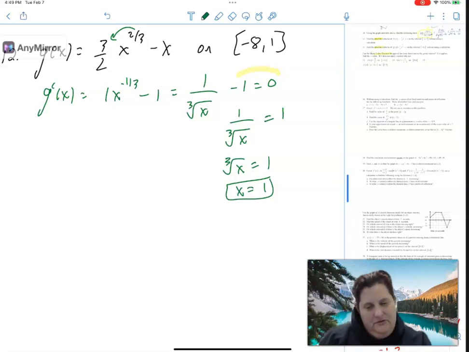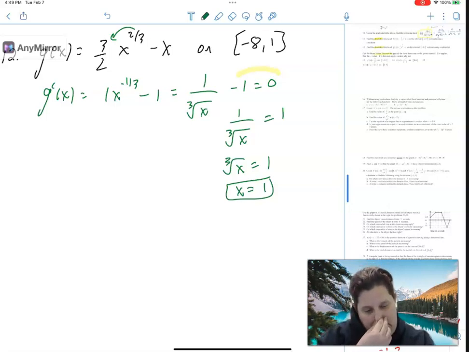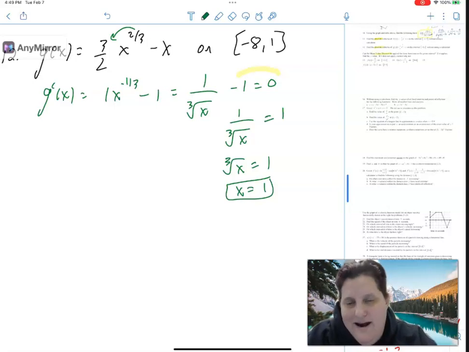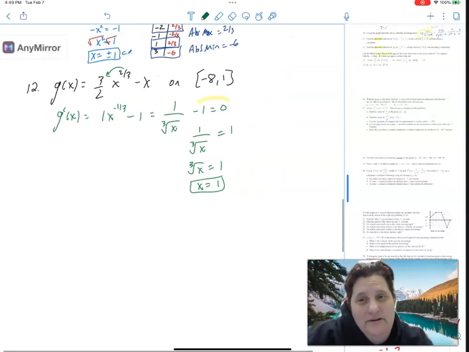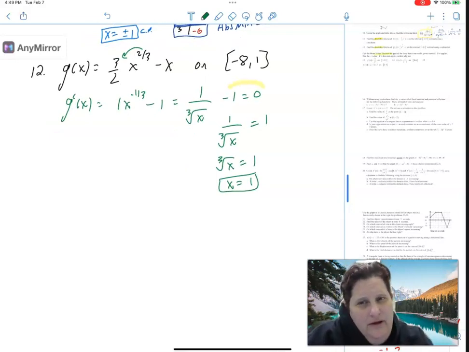Let me just make sure I did this right. x to the negative 1/3 minus 1. Yeah, we're good. So my critical point is at 1. Now, there's actually also one other critical point here, and this one is super tricky, but there is another critical point here.